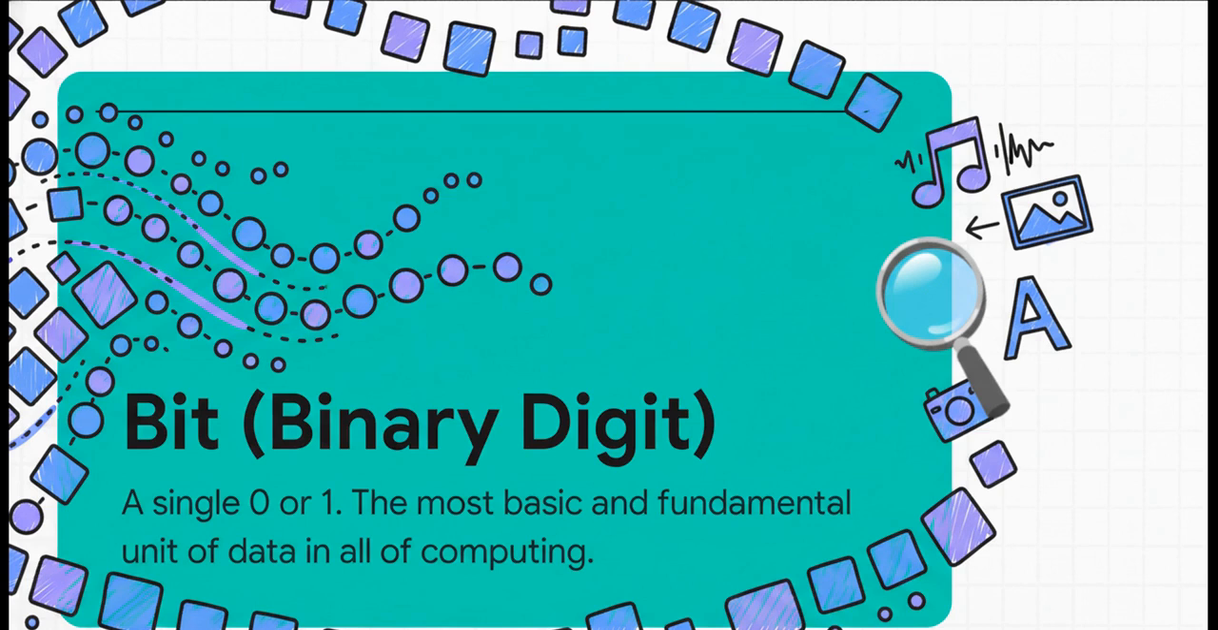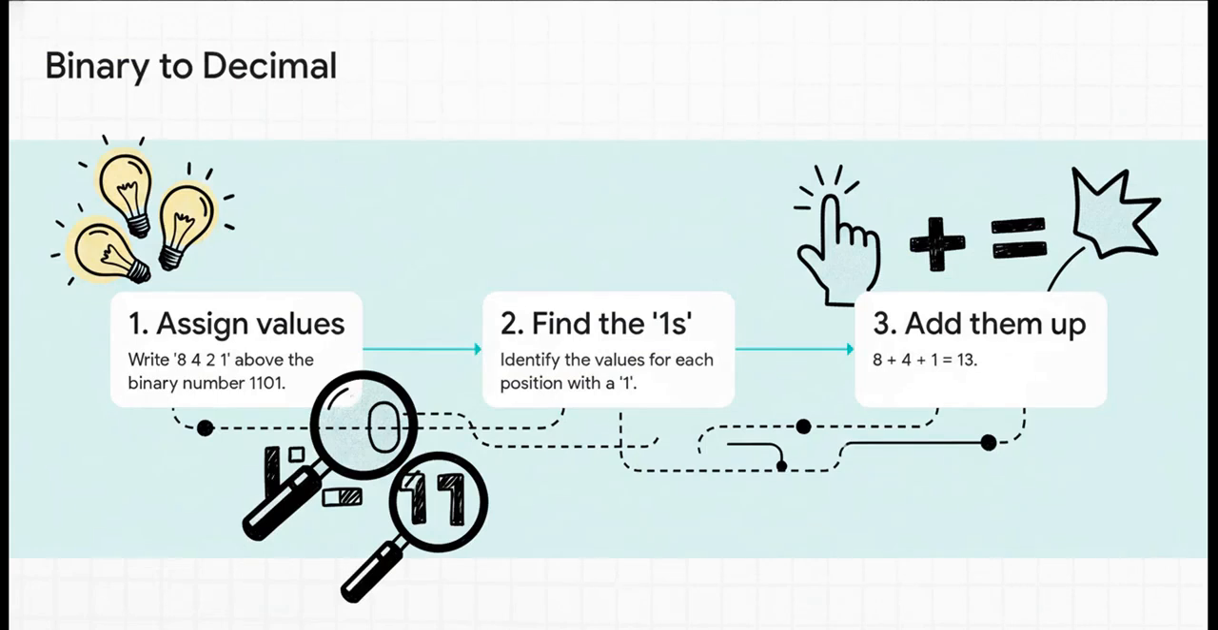Every photo, every document, every single letter on this screen, when you get right down to it, is just a giant, long sequence of bits. So how on earth do we read this stuff? Converting from binary to our system seems super intimidating, but there's actually a pretty simple trick. Let's take the binary number 1101. Just write the numbers 1, 2, 4, and 8 above the digits going from right to left. Now, all you do is add up the numbers that have a 1 under them. So that's 8 plus 4 plus 1, which gets you 13. See? Not so scary after all.